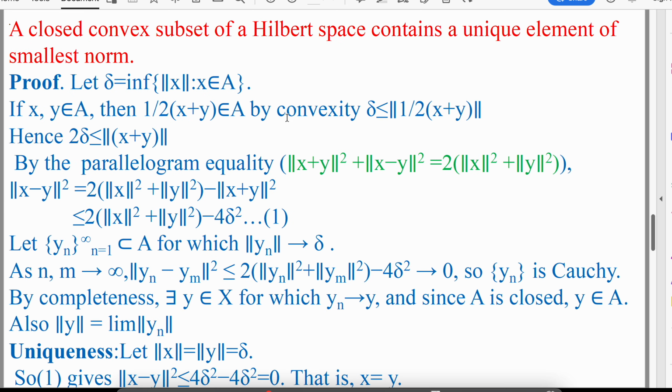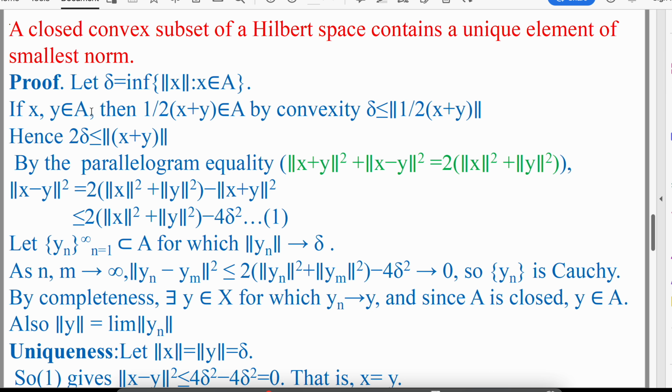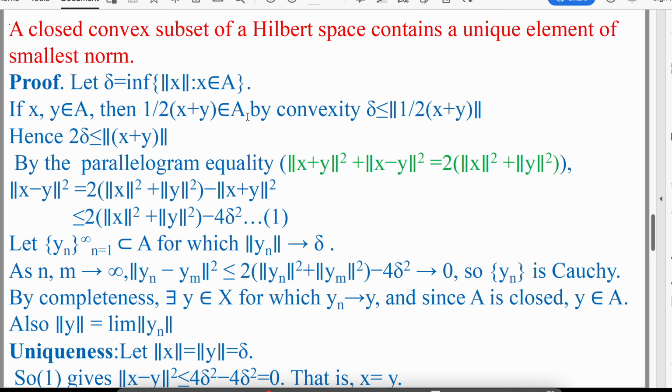One more result: a closed convex subset of a Hilbert space contains a unique element of smallest norm. Suppose delta is equal to the infimum of norm x, where x belongs to A. The steps of this theorem are almost similar to the previous one. Because x and y belong to A, then 1 by 2 x plus y also belongs to A, because A is given to be a convex subset of a Hilbert space H.